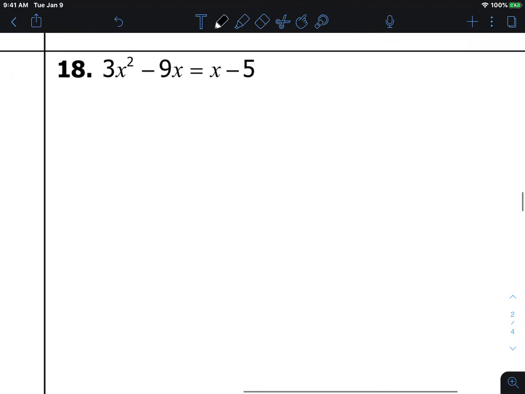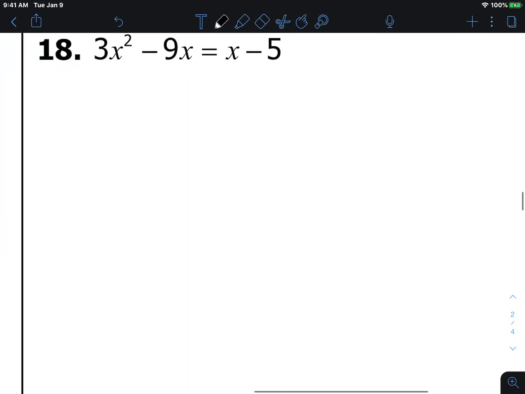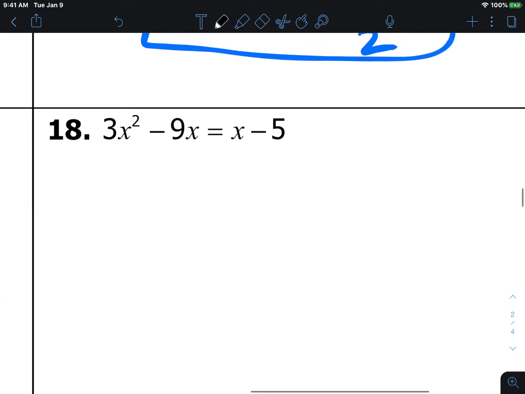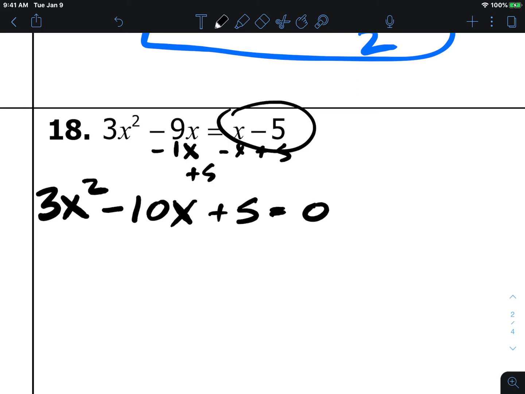All right, last one here, 3x squared minus 9x equals x minus 5. Okay, we're trying to complicate things, again, by not putting it in the way you want to see it. So what do you have to do? Well, you have to take away your x. Take away your 1x from your 9x. Add your 5. That's going to make a complete 0 on the left side. So this is going to be 3x squared minus 10x plus 5 equals 0.